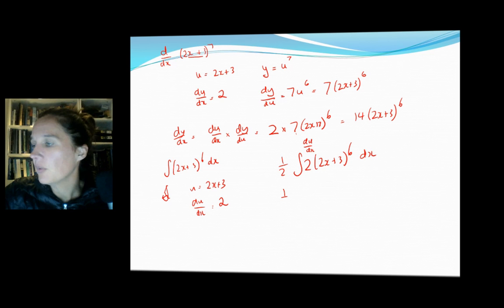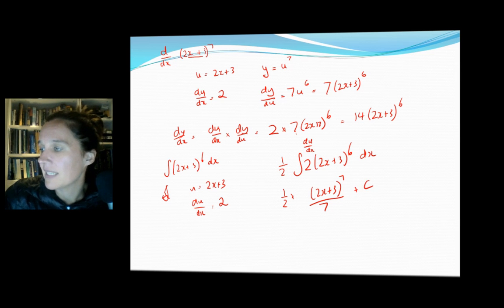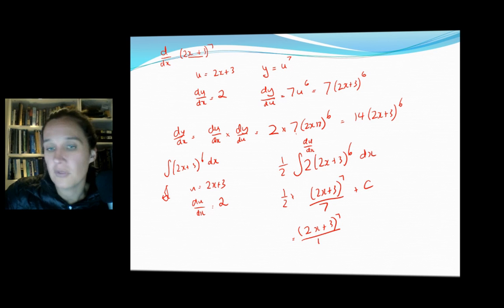So now when we go through, we've got a half times here. When we multiply this through, we've got here 2x plus 3 to the power of 7 on 7. And here our 2, our du on dx disappears out, plus our constant c. So we're going to end up with here 2x plus 3 to the power of 7 on 14, plus our constant c.